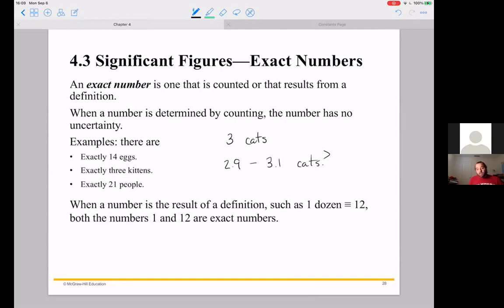When we talk next lecture about carrying sig figs, you don't have to worry about them. The concept of significant figures doesn't apply to these exact numbers.